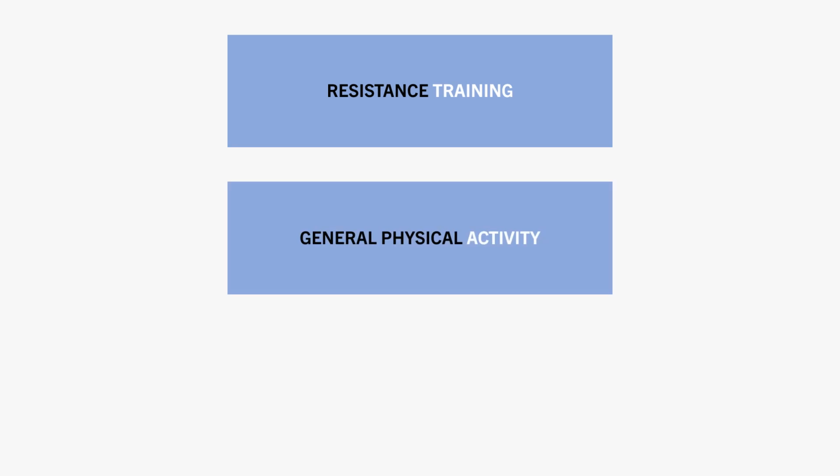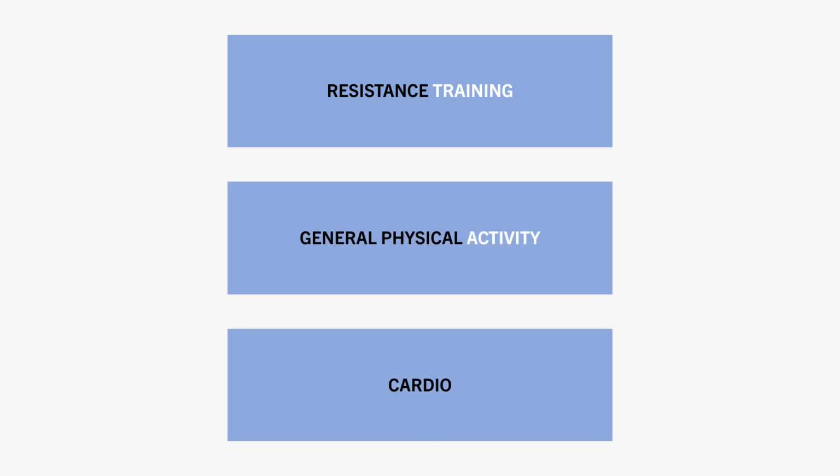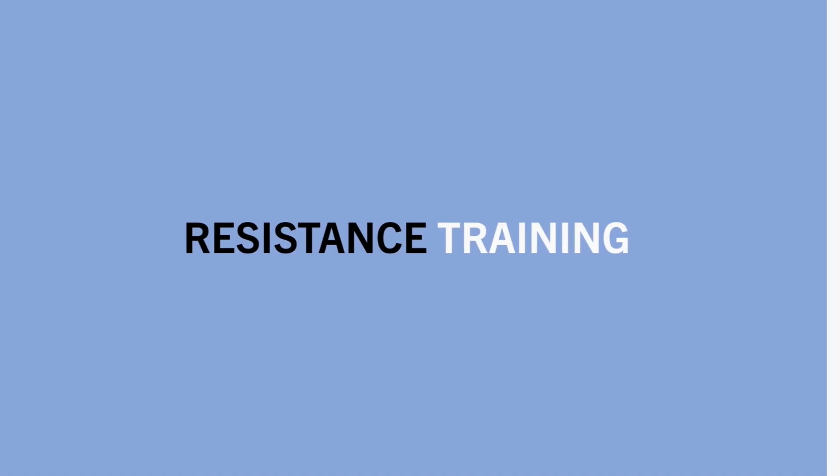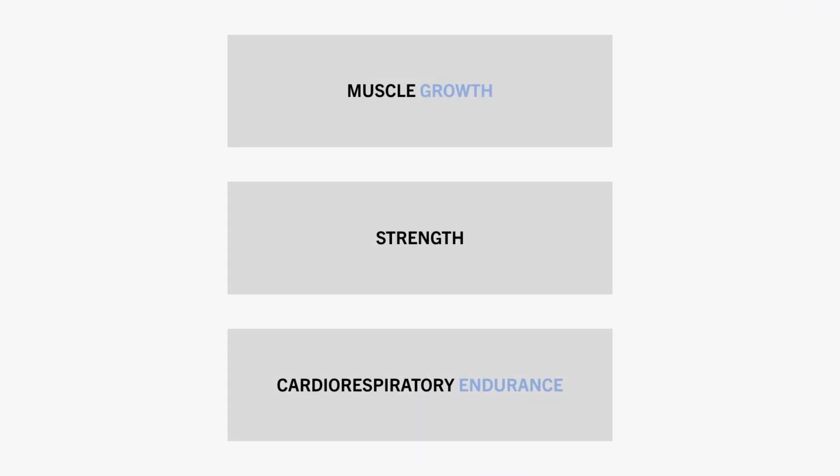First, let's break down the role of exercise in the muscle growth and fat loss process. We are going to break down exercise into 3 different categories: resistance training, general physical activity, and cardio. First, let's cover the role of resistance training. There are 3 primary adaptations that resistance training provides.